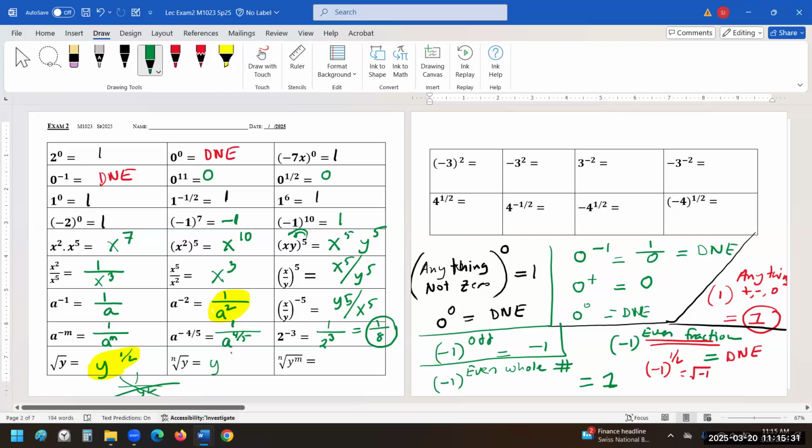The next one is y to the 1/n, which is the nth root. And when you have a power and a radical at the same time, the power has priority, so it goes in the numerator, and any type of radical becomes the denominator. It's y to the m over n.